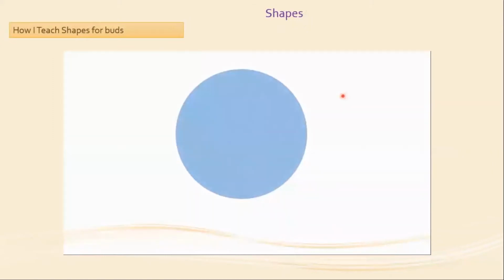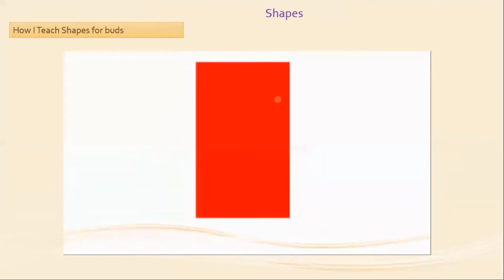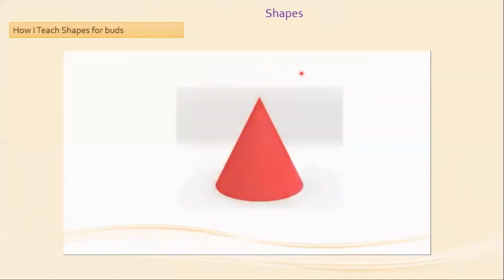Hi everyone, let's talk about shapes. This is a circle. Circle. This is a rectangle. Rectangle. This is a cone. Cone.